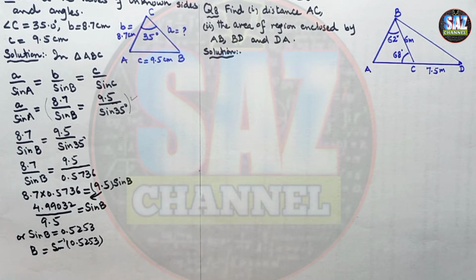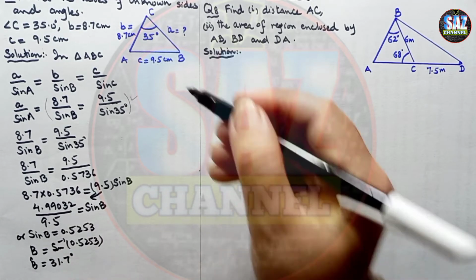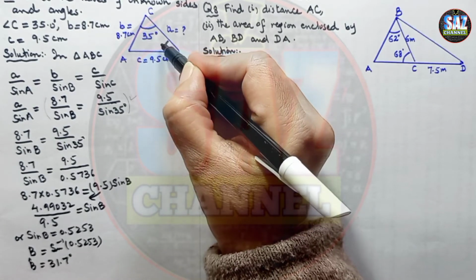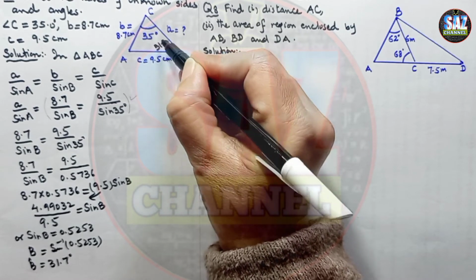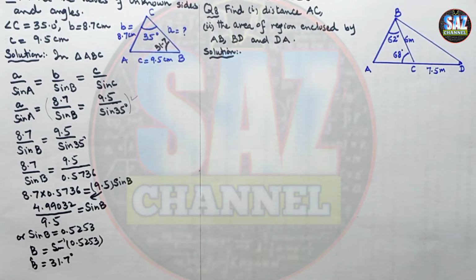And now in order to get the value of angle B, I have to take sine inverse of 0.5253. For sine inverse, press the shift key and then the sine key, and on the display you will have sine inverse 0.5253, and this will give me 31.68 degrees. Angle B equals 31.68, that can be taken as 31.7 degrees. Now we have calculated one angle, that is 31.7 degrees.